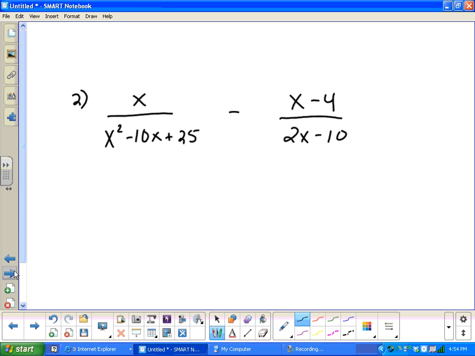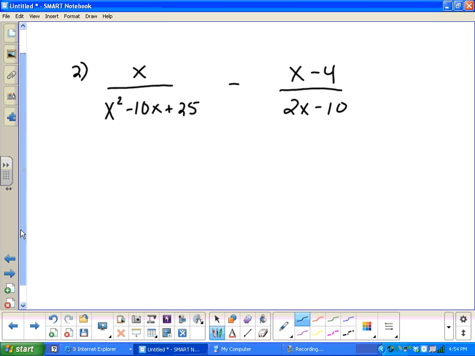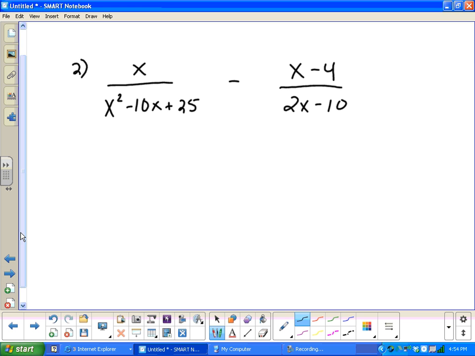Okay, let's go to number 2 now. This is a subtraction problem. We went over this in class: we never subtract rational expressions, we only add the opposite. So if I add the opposite, I would say plus a negative x plus 4 there. Now we're changing it to addition.